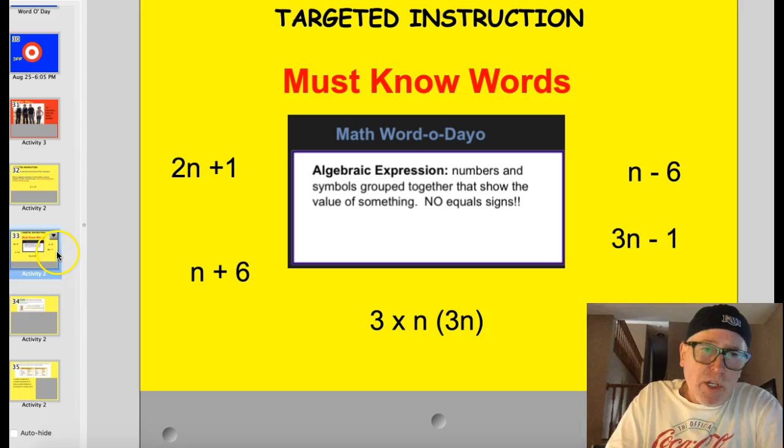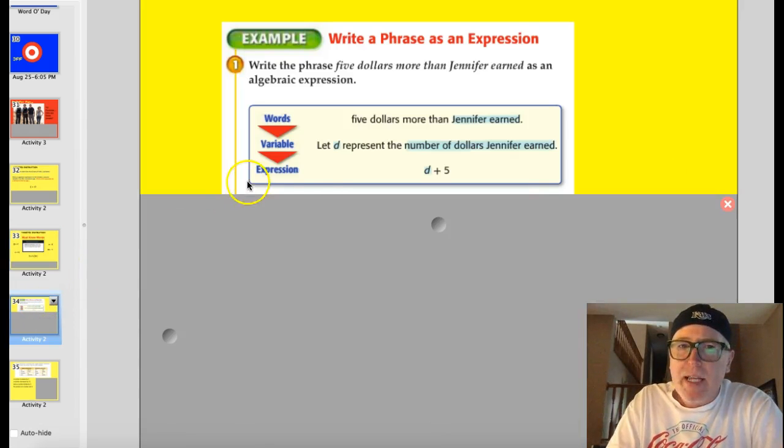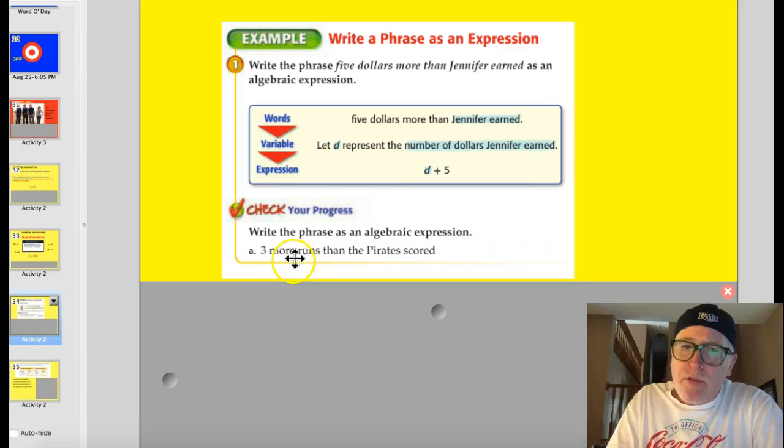Let's take a look at a couple just real simple ones here, right out of the old math book. Here's an expression, write an expression for $5 more than Jennifer earned. And often they'll give you the variable too. They said, let D represent the number of dollars Jennifer earned. So here's the dollars Jennifer earned plus 5 more. So dollars plus 5. Try this one yourself. 3 more runs than the Pirates scored. Well, let's use P for Pirates. Here's the Pirates runs plus 3 more.